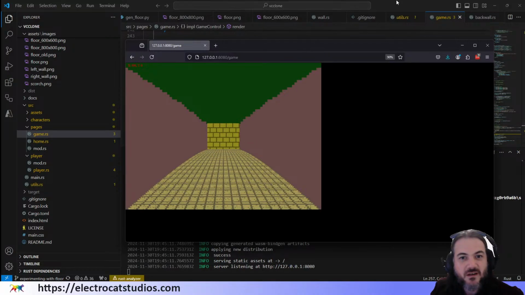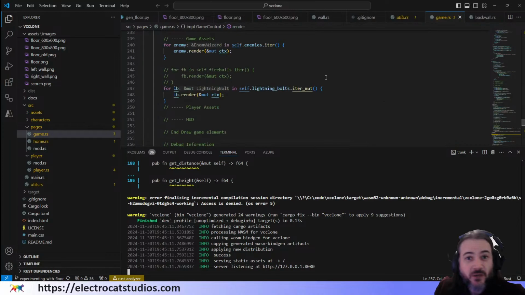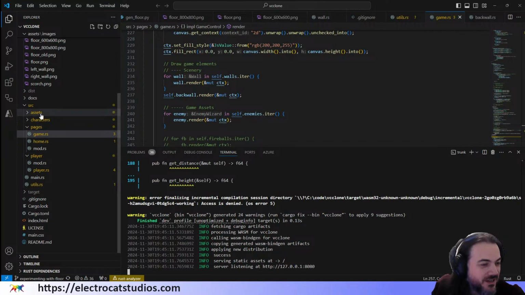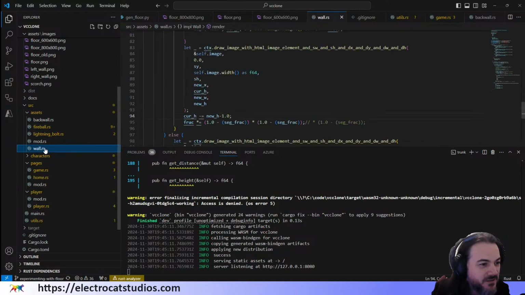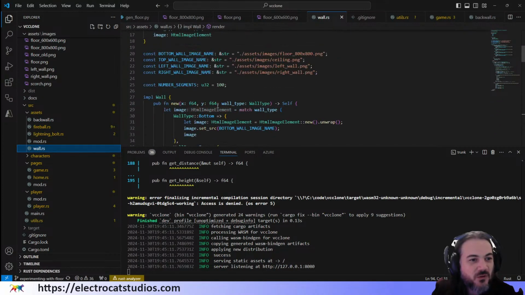So I think it's going to take me a short while to get back to figuring out where the floor is actually drawn. And in fact, even which floor we're looking at. Oh man, it's been such a while since I've looked at this code. I think it was wall. Yeah, and we're using floor 800, 800.